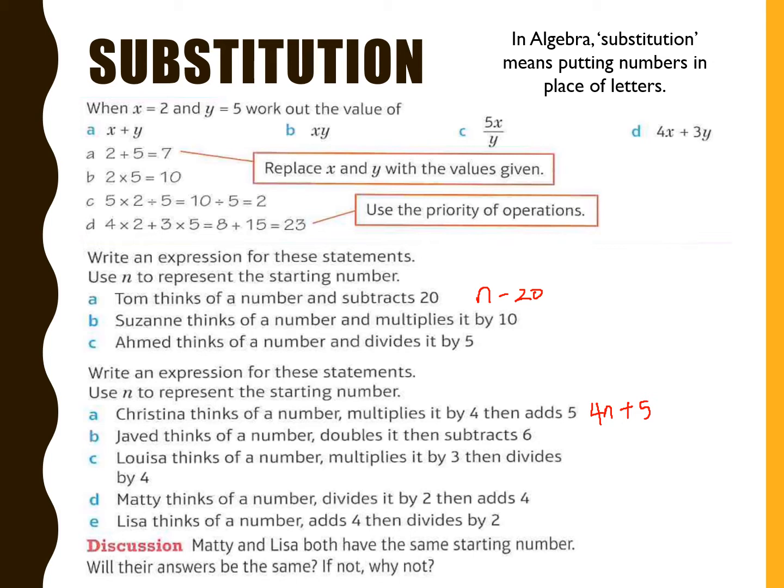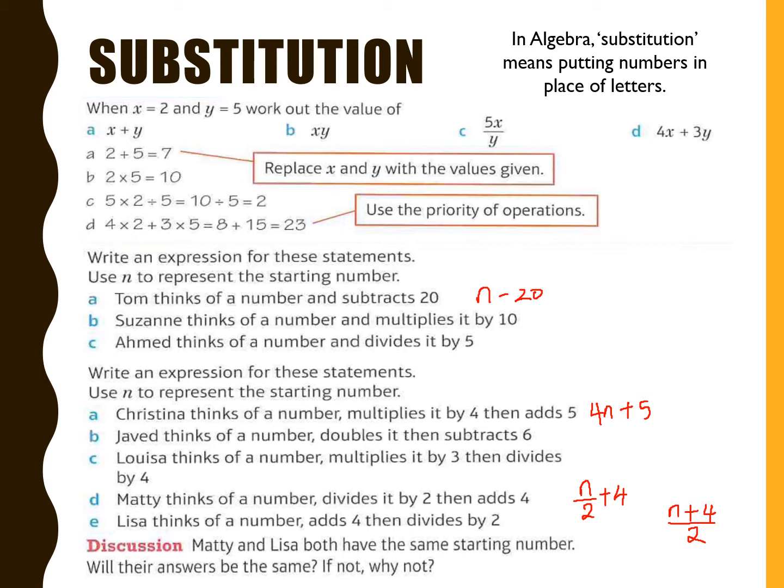Matti and Lisa, so this is Matti, he thinks of a number, divides it by 2, then adds 4. Lisa thinks of a number, adds 4, then divides it by 2. Will their answer be the same? If not, why not? Okay? So with these kind of questions, I usually tell my students to do this. So I have a number, I divide it by 2, and then add 4. This is for Matti. And then Lisa thinks of a number, adds 4, then divides by 2. So she's thinking of a number, adding 4, and then dividing it by 2. So the question is, is this the same as this?